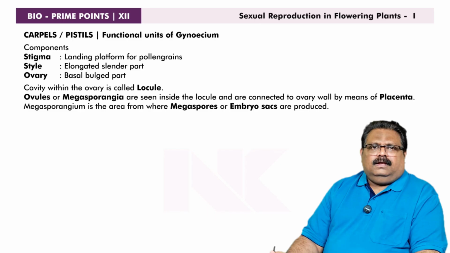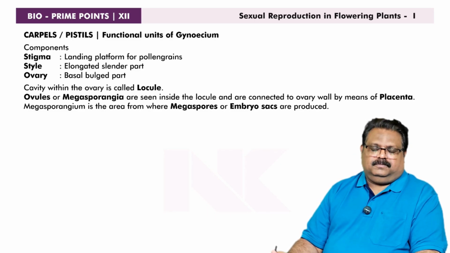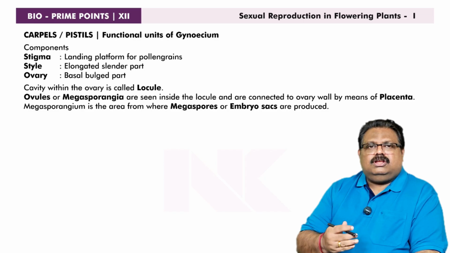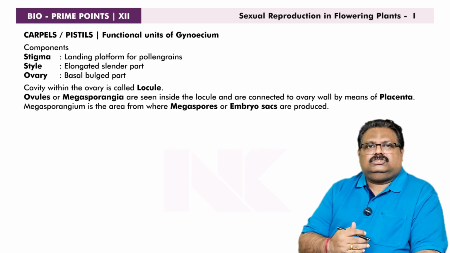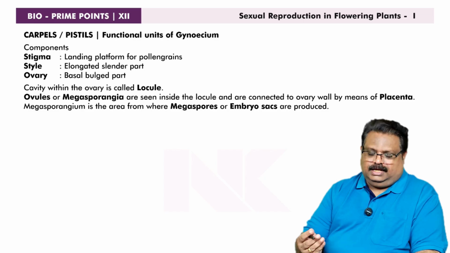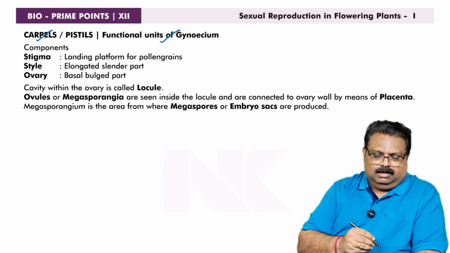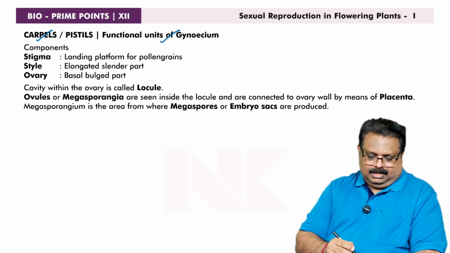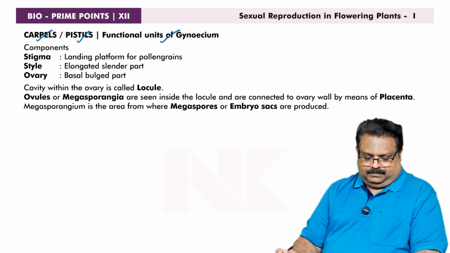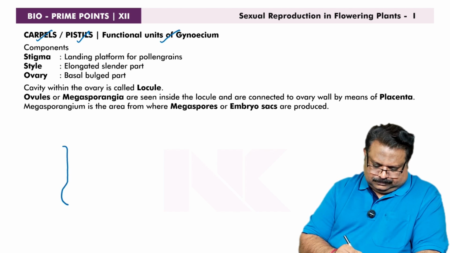Clear? Now we move on to the next prime point, that is carpel or pistil. Just like stamens are the functional parts of androecium, carpels are the functional parts of gynoecium. The functional units of gynoecium are called carpels. Carpels are otherwise called pistils. So this will be the diagram of a pistil.